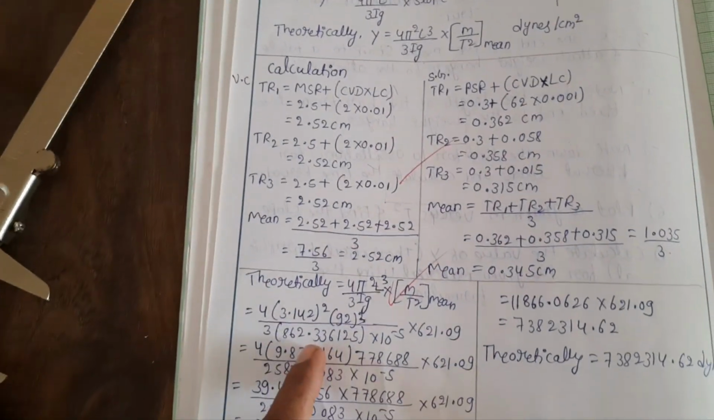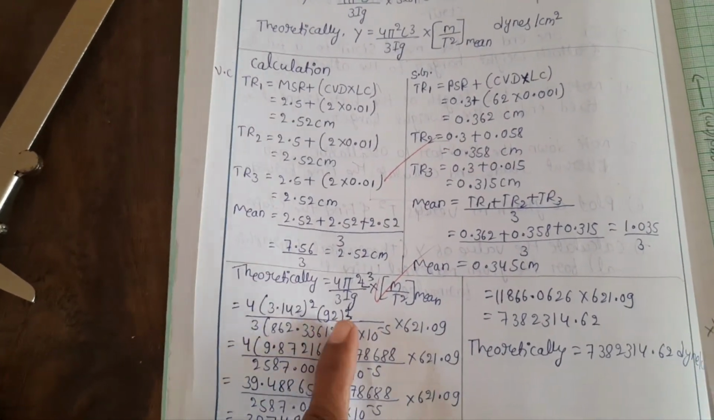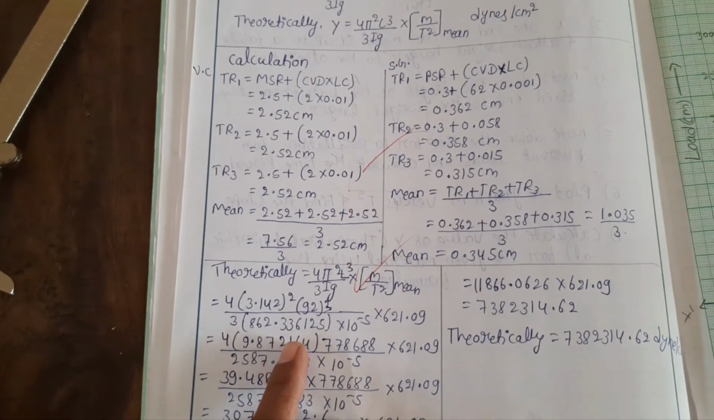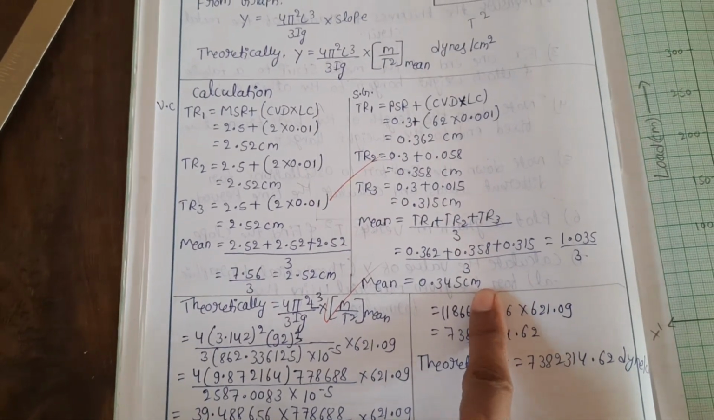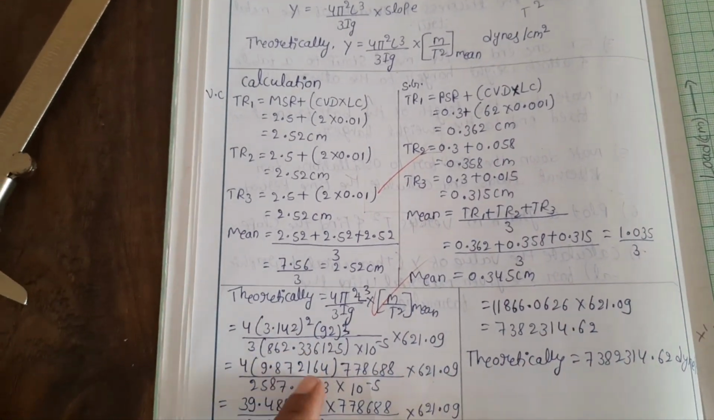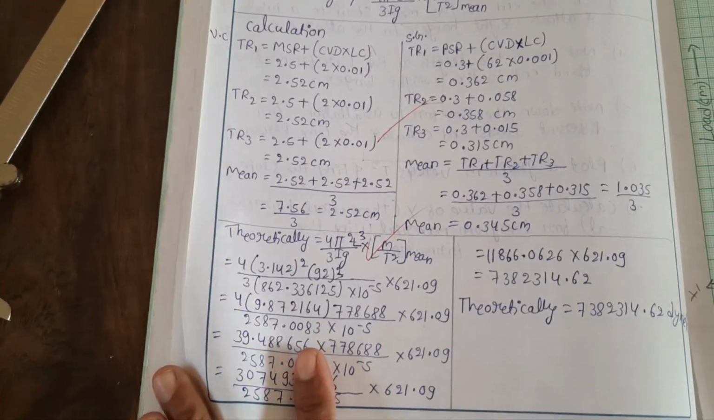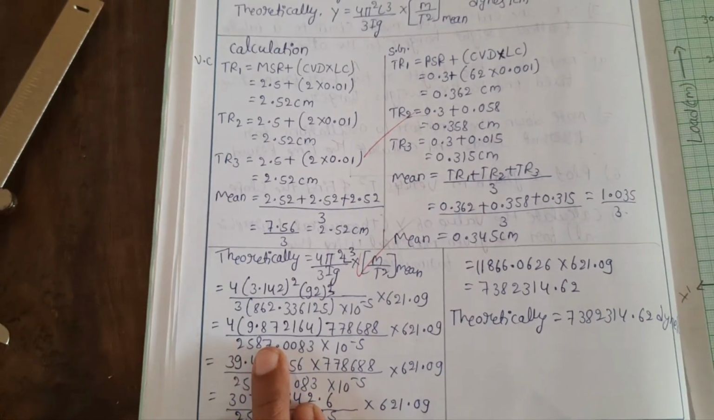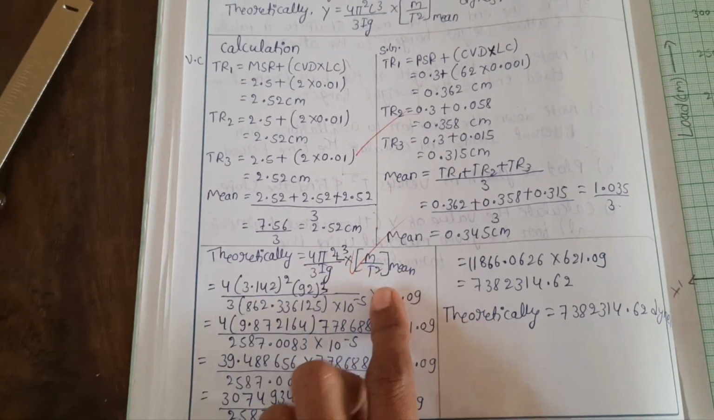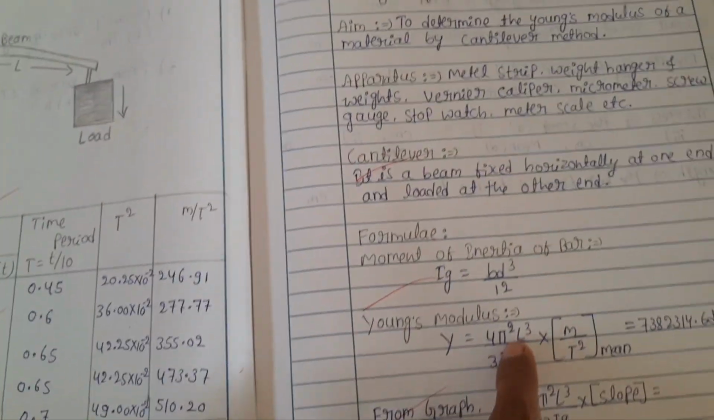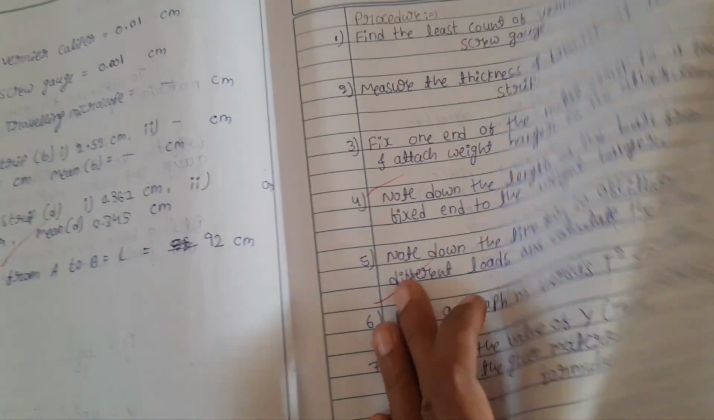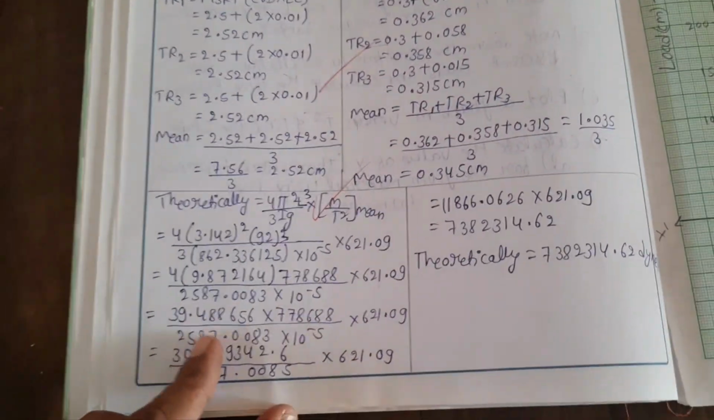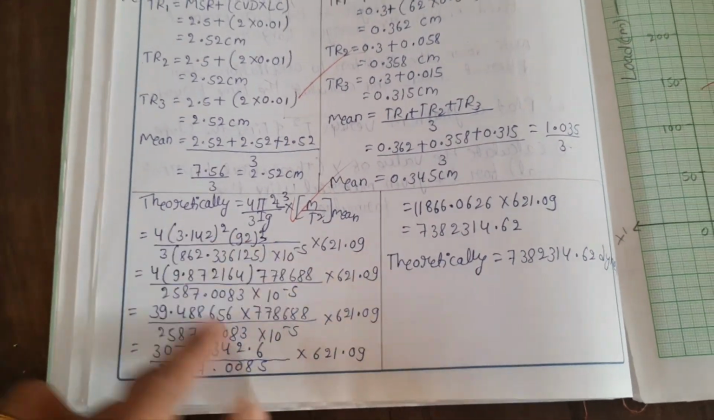Okay, then the cube of the length, then Ig, the moment of inertia, that you will calculate from this breadth and thickness values, b d cube by 12 formula. Then substitute the value of Ig and also m by T square mean of the first column. This is m by T square. The Ig formula you can calculate by b d cube by 12. Substitute the values here and do the calculation.